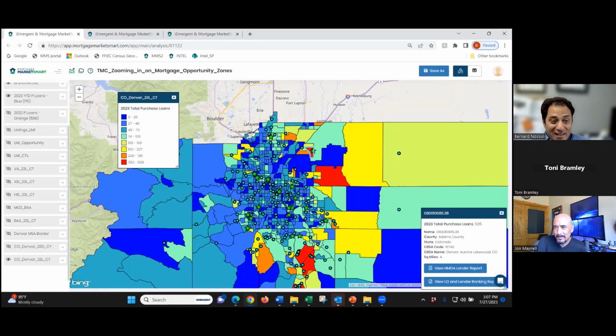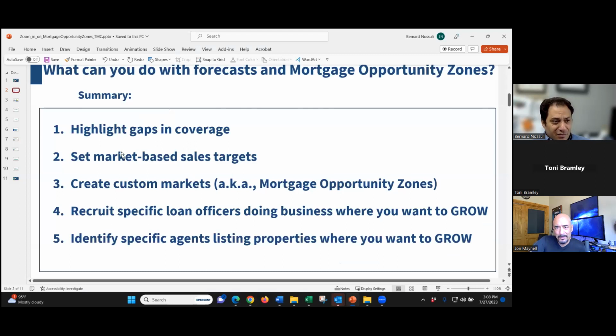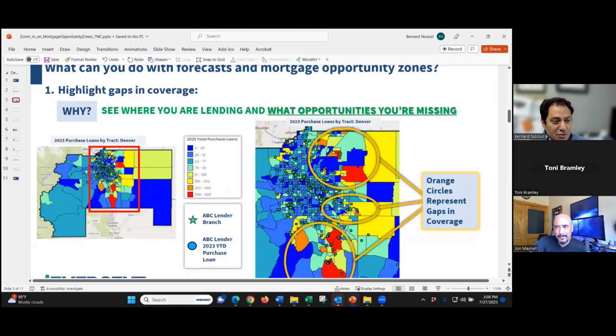So the point is that we can see with the forecast where they are lending, but more importantly, where they're not lending. Again, where they have these gaps in coverage. So if I go back to my PowerPoint and we move to the next slide, these are the maps that we just looked at. So again, this is the basic overview, but then when we zoom in a little bit, we can see that these orange circles represent gaps in coverage. Okay, these are areas where this lender could be focusing more of its resources in order to extract more opportunity that is already in its market.